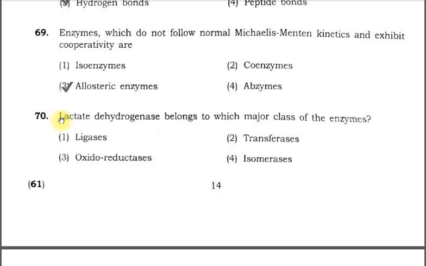Question number 70. Lactate dehydrogenase belongs to which major class of enzymes? Option 1, ligase, option 2, transferase, option 3, oxidoreductase, option 4 is isomerase. The correct answer is option number 3, oxidoreductases. Oxidoreductases are the enzymes which catalyze the transfer of electrons from one molecule, called the donor, to another molecule, which is called the electron acceptor.